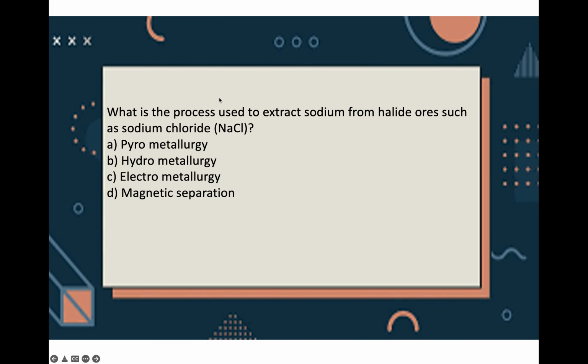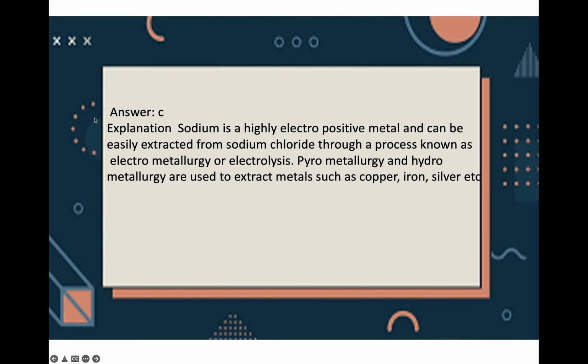Okay, now what is the process used to extract sodium from halide ores like sodium chloride? Is it pyrometallurgy, hydrometallurgy, electrometallurgy or magnetic separation? Option C, electrometallurgy. That is the process used to extract sodium from halide ores like sodium chloride, because sodium is a highly electropositive metal and it is easily extracted from sodium chloride, for which we use a process known as electrometallurgy or electrolysis. Pyrometallurgy and hydrometallurgy are normally used to extract metals like copper, iron, silver, etc.